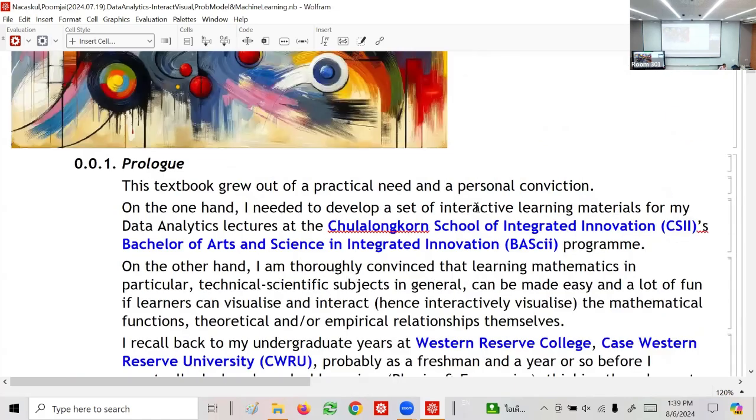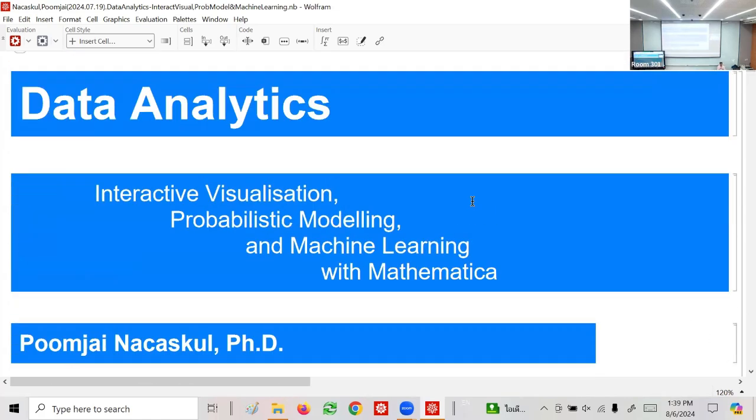Okay. Right. So this class, or this textbook, is actually written for this class. I've written a text, kind of like lecture notes before, but with this class, I thought it was about time to put everything together into one place.